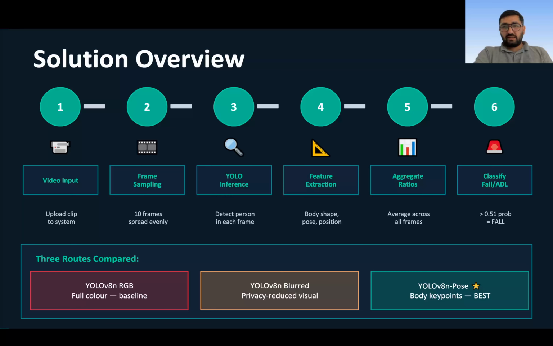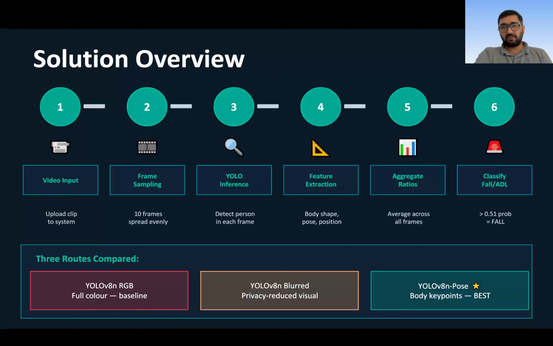My solution is a six-step video processing pipeline. Step 1. A video clip is uploaded to the system. Step 2. 10 frames are sampled evenly across the clip. We do not process every single frame, which keeps inference fast. Step 3. YOLO runs on each sampled frame and detects the person in the scene.